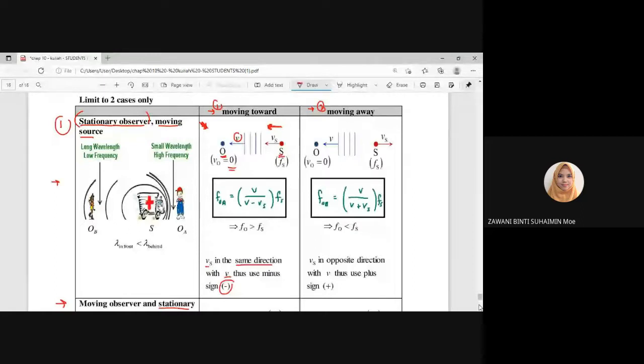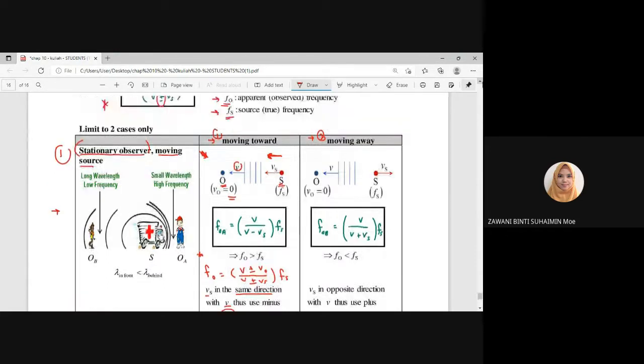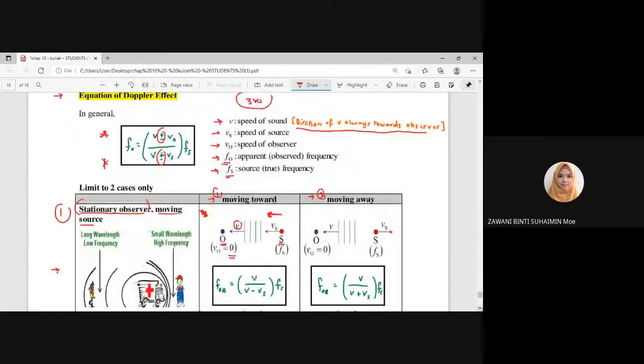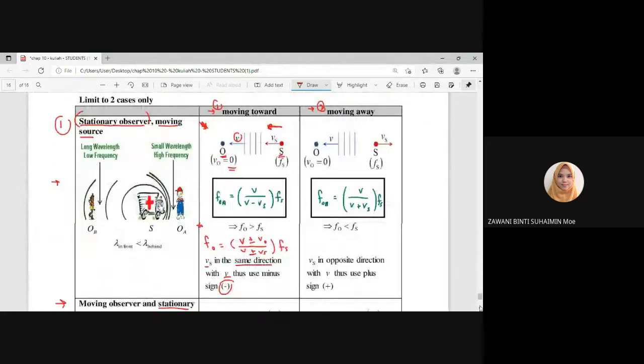Okay, so tadi equation asal kita ada F observer is equal to V plus minus VO, bahagi dengan V plus minus VS, darab dengan Fs. Ini equation asal yang atas tadi. Saya salin balik. Alright. So bila kita dah buat kajian, kita tengok direction of V sama dengan direction of VS, so kita akan pilih bahagian sign yang negatif.